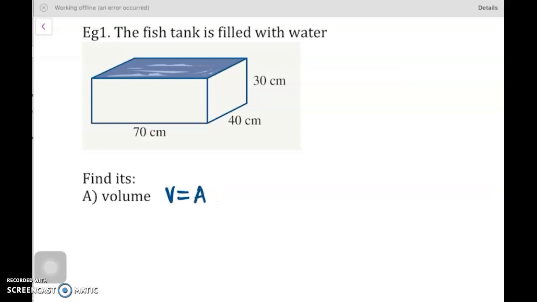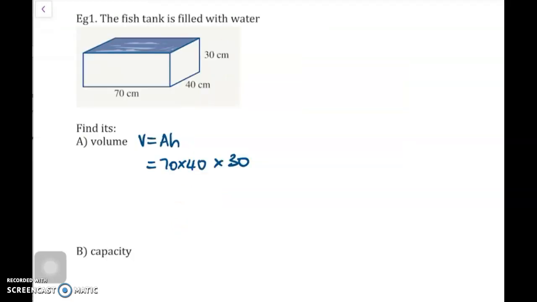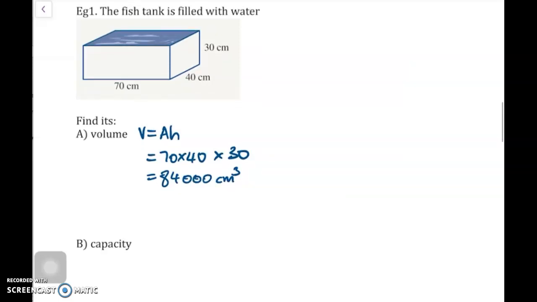Okay, so A times H. The area is 70 times 40 at the bottom, multiplied by 30, which is the depth of the fish tank, and that gives us 84,000 cubic centimeters. And we can now use that to calculate the capacity of that fish tank.